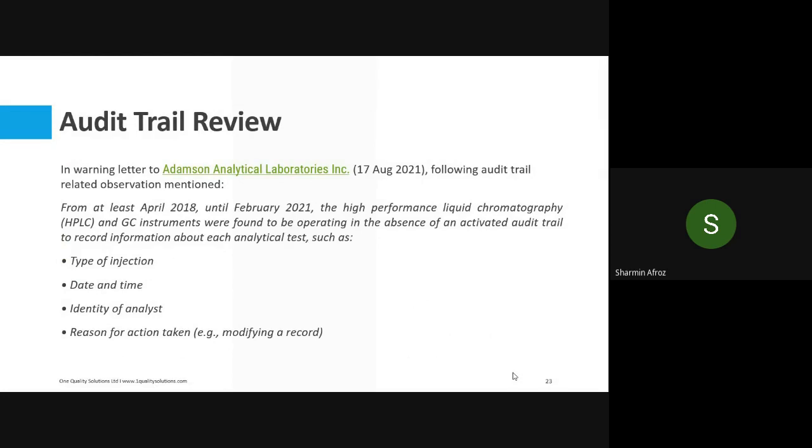Here comes audit trail review. FDA found a significant data integrity violation and issued a warning letter to Adamson Analytical Laboratories in 2021. The observation was that they had no audit trail review enabled in HPLC and DC instruments. I have said earlier, it's a crime. And there was no information like injection, type of injection, date and time, identity of analyst, and most importantly, reason for action taken. The reason.